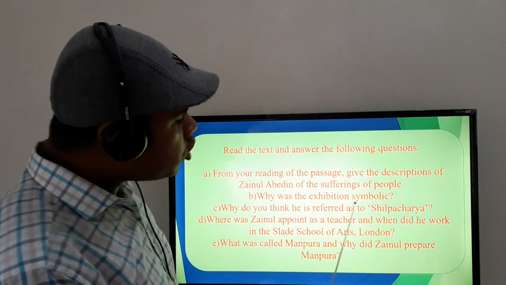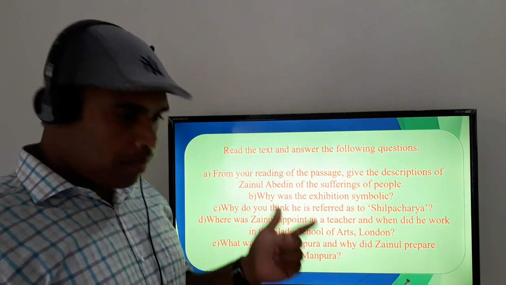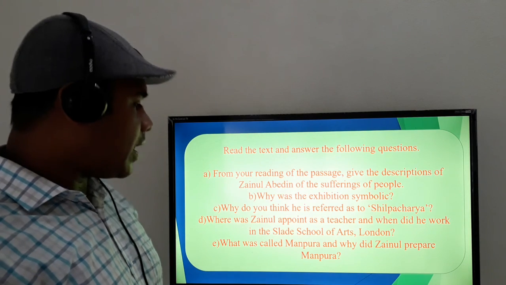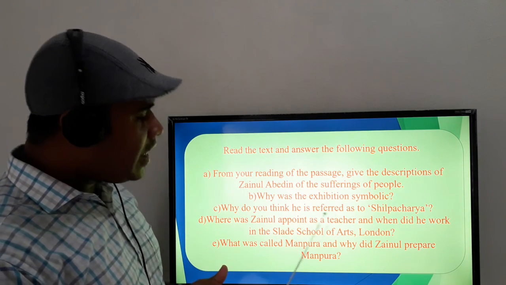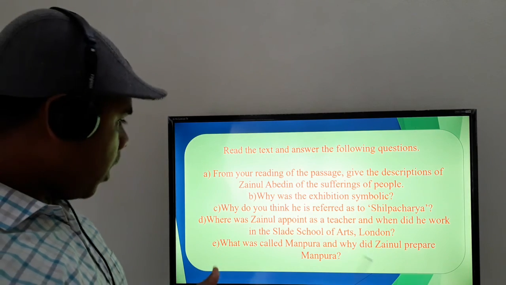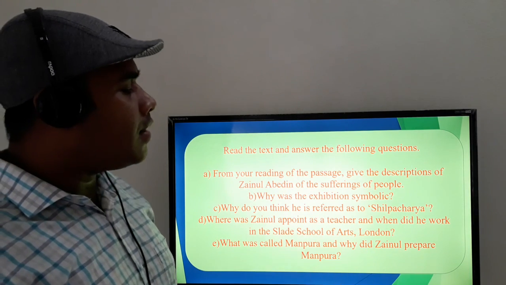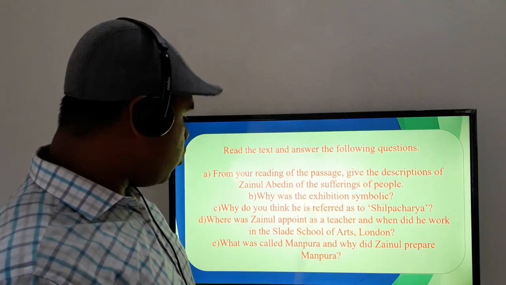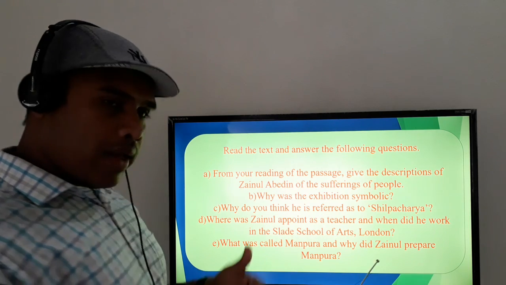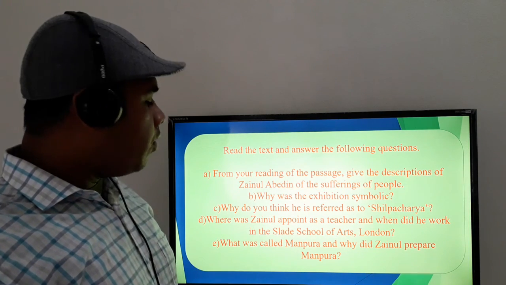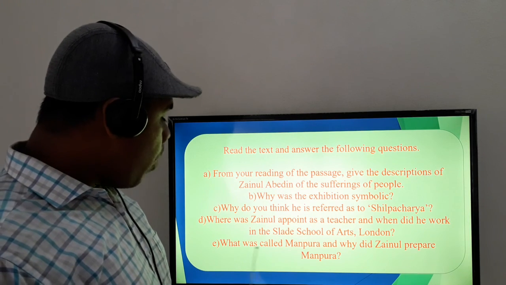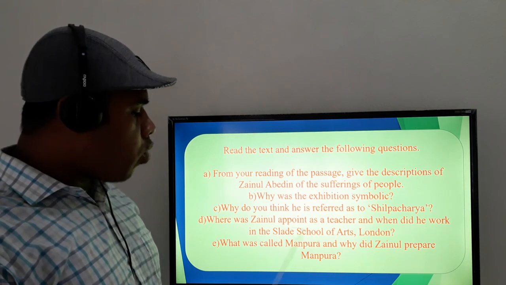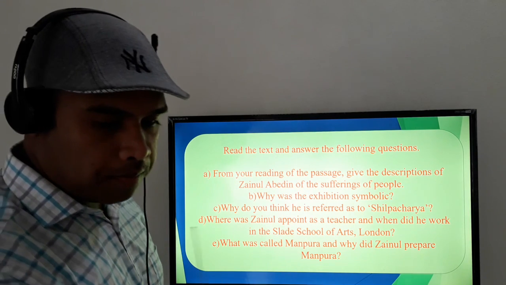Number 2, why was the exhibition symbolic? I told it earlier. There was an exhibition in 1969, and you have to describe how it was symbolic. Why do you think he is referred to as Shilpacharya? I think you know why he has been recognized as a Shilpacharya. Why was Zainul appointed as a teacher, and when did he work in the Slade School of Arts, London? You will find that in the text. What was called Manpura, and why did Zainul prepare Manpura? I think you understand that was one of the famous paintings of Zainul Abidin.